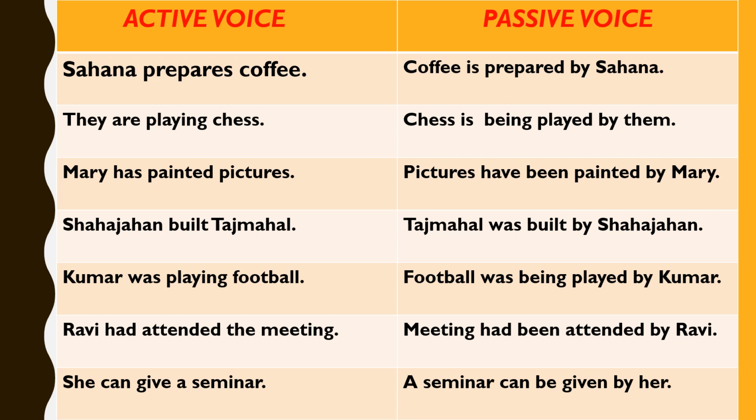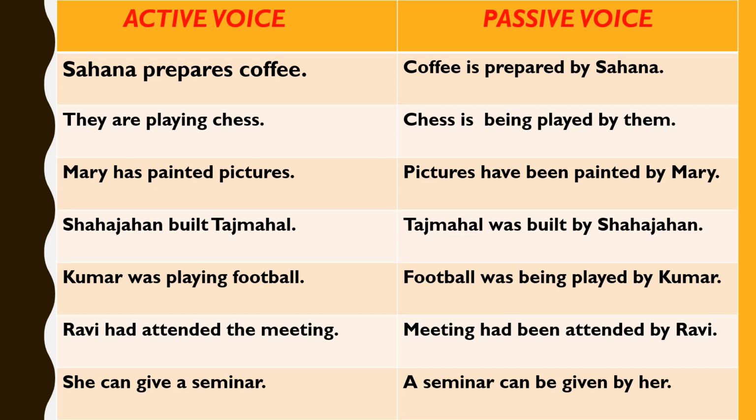Shah Jahan built Taj Mahal is changed into Taj Mahal was. See, the be form of the verb, was, is added over here. Third person singular, past tense. Taj Mahal was built by Shah Jahan.